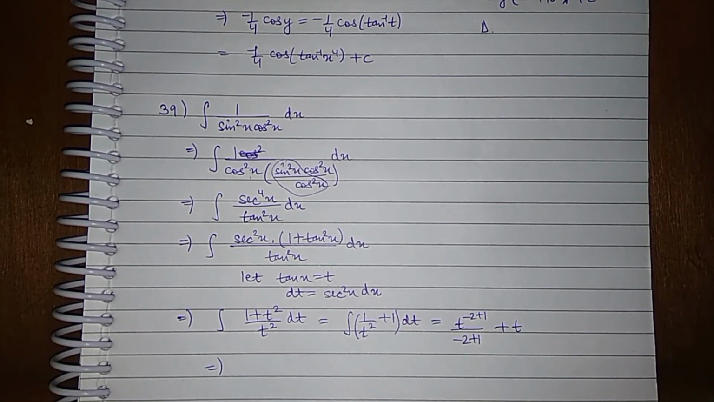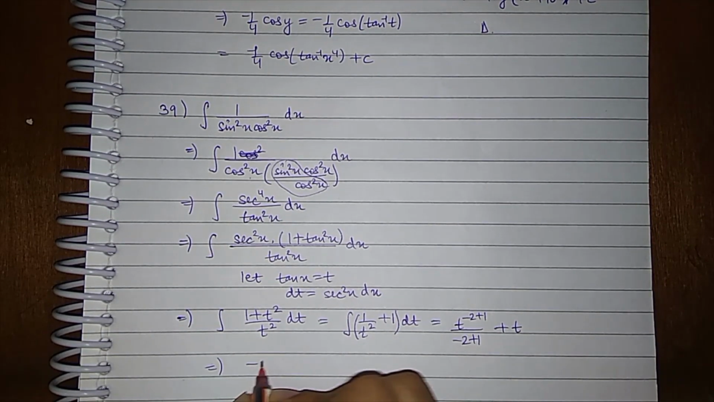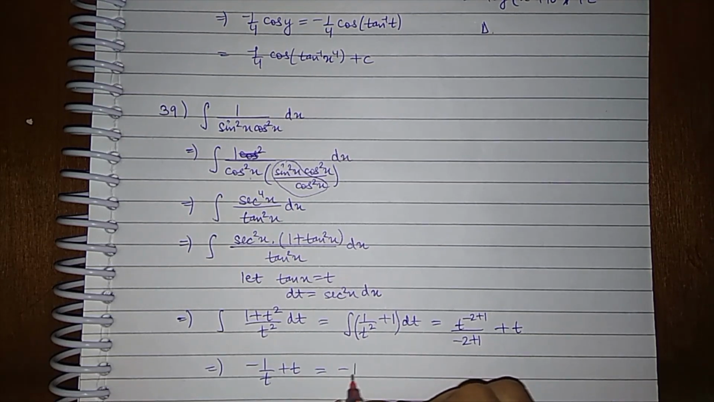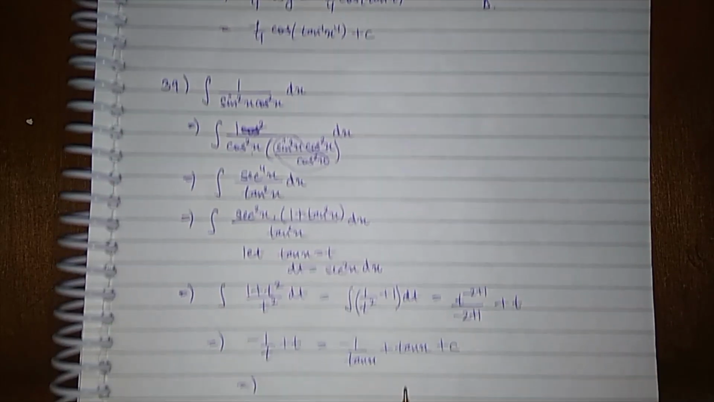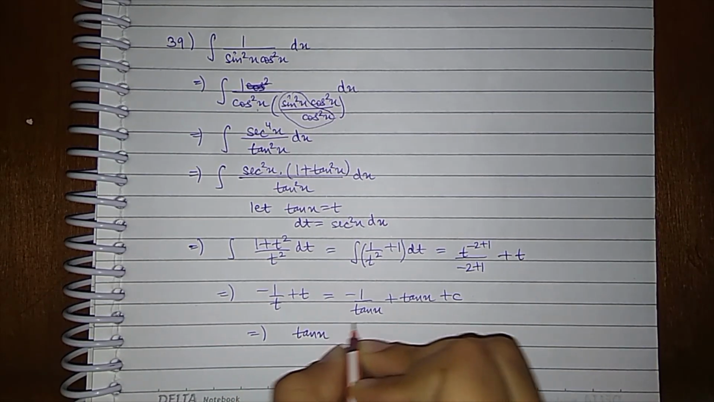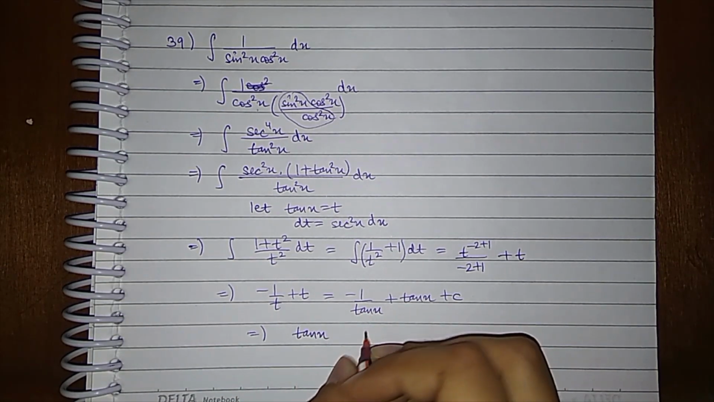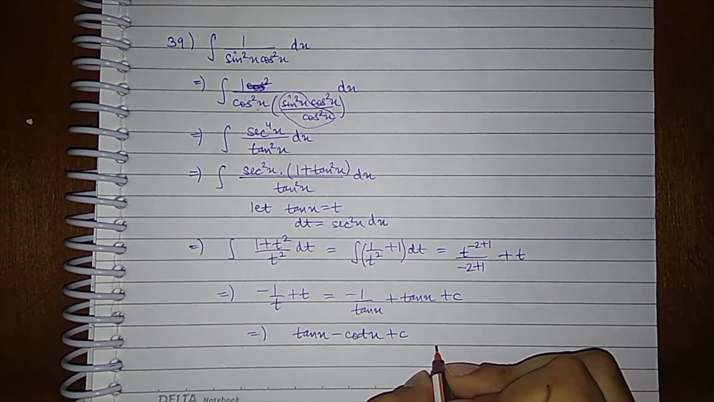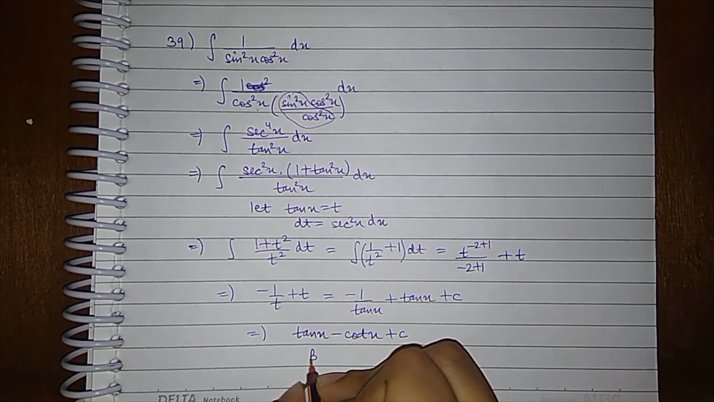Which gives minus 1 upon t plus t, which is equal to minus 1 upon tan x plus tan x plus c. Further, 1 upon tan x can be written as cot x, so it is minus cot x plus tan x plus c. The option B is correct here.